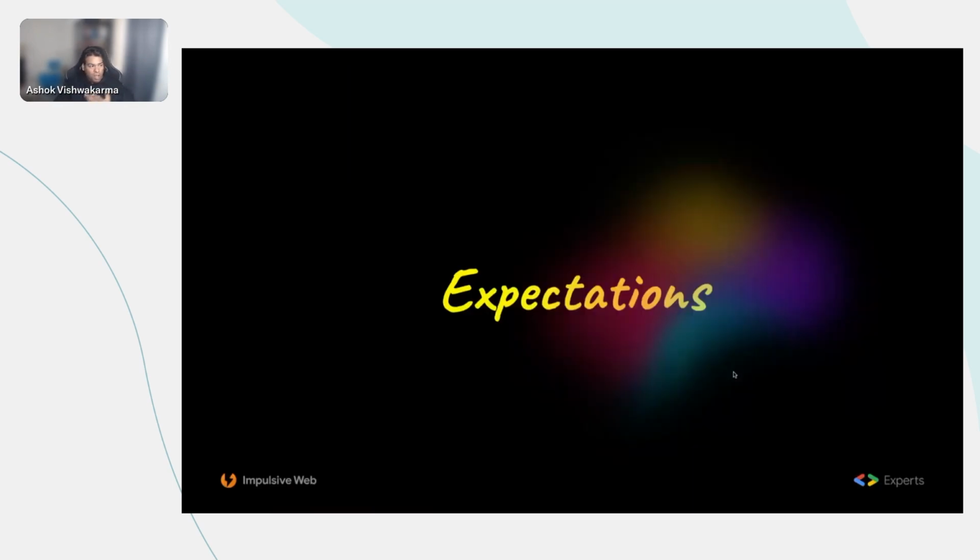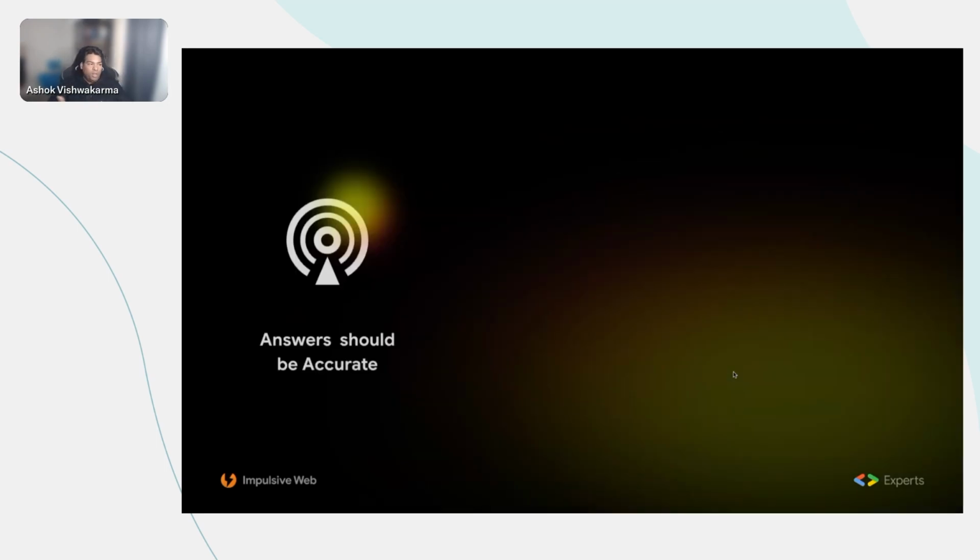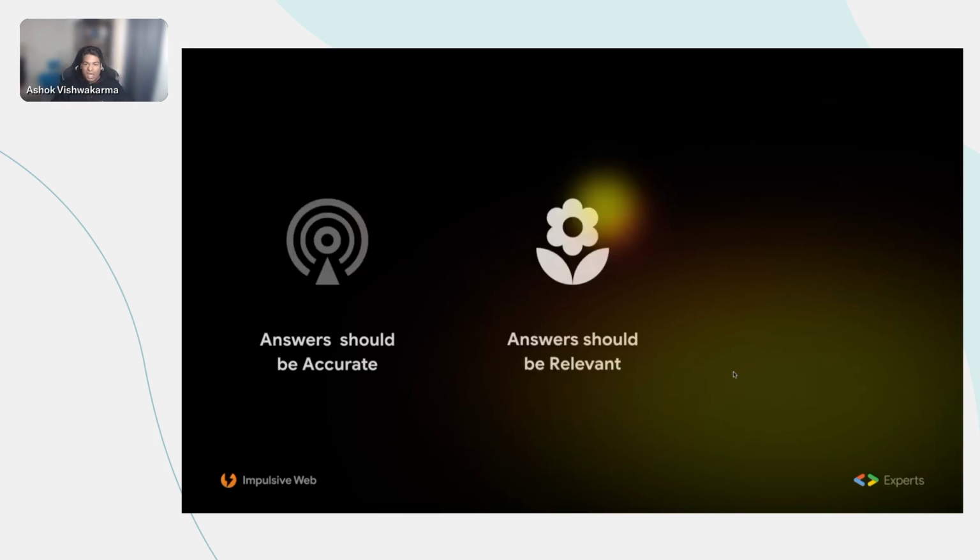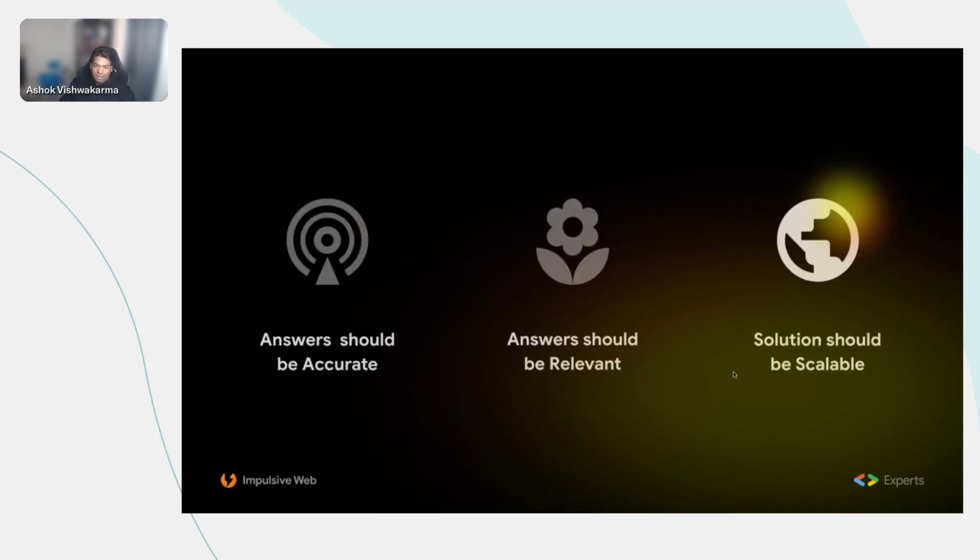So coming back to the original plan, there were certain expectations which we had when we started looking at this whole ecosystem. The expectation was that we need to make sure that the answer our system is generating is accurate, relevant, and also scalable, because the builder is not done with the projects he has done. He keeps doing new projects, and that is going to add lots of new documents within the ecosystem itself. So scalability is a very important aspect here.